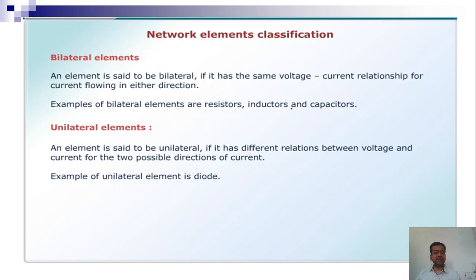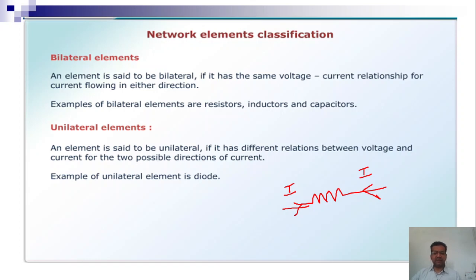Coming to the classification, bilateral element and unilateral element. Bilateral, as I told you already: when you take a resistance like this, it will allow current in this direction as well as in this direction. Your current is allowed in both directions, so we can call it a bilateral element. Are you able to understand my concept? Is it clear?